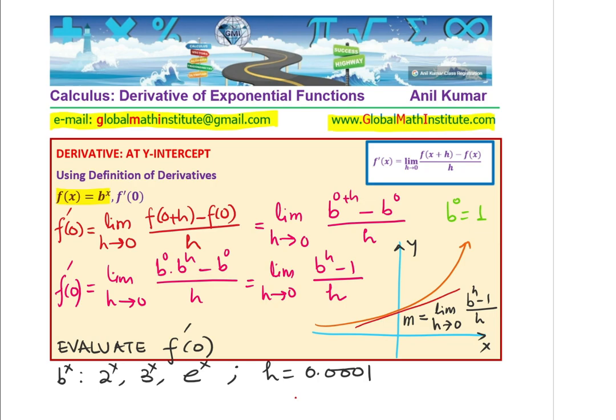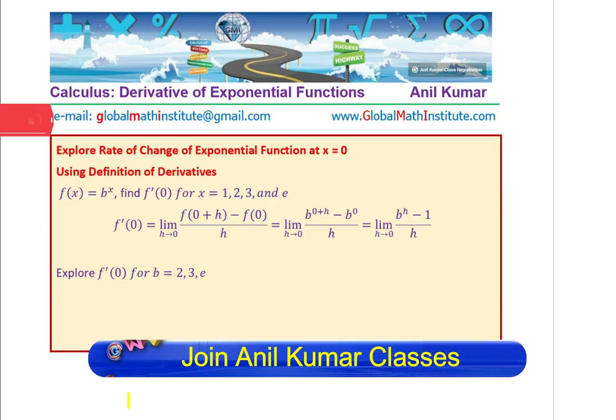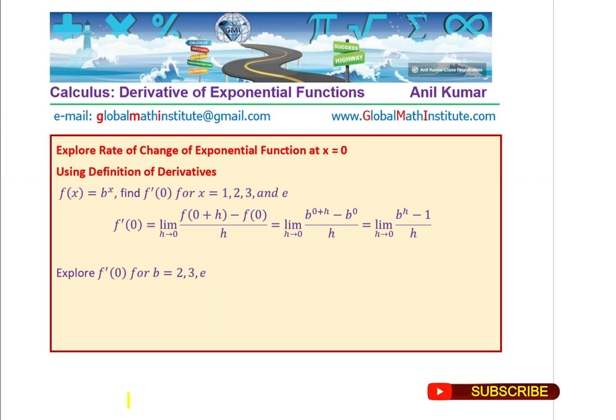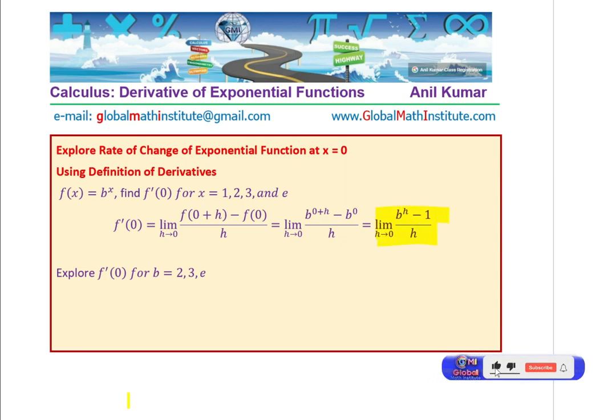So we did these calculations, and here are the basics. If the function is b to the power of x, and we need to find the derivative at 0, for different values of b, it could be 1, 2, 3, and e. Well, normally 1 is not taken. So we derive the expression as (b to the power of h minus 1) over h, and we need to explore the values at 2, 3, and e. At 1, it is going to be 0. It's a horizontal line, right?